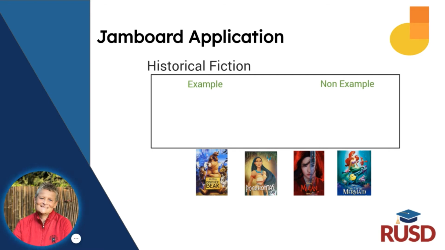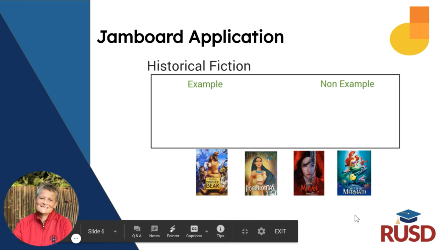Another way to engage your students on this idea of historical fiction is to provide them with a Jamboard. In this case, the Jamboard is asking for example and non-example of historical fiction. The idea is that students would drag the examples into the correct spot, for example, Pocahontas and Mulan, and Brother Bear and The Little Mermaid would be non-examples. Using ideas that students are familiar with, for example, in the Disney movies, this might increase the engagement.